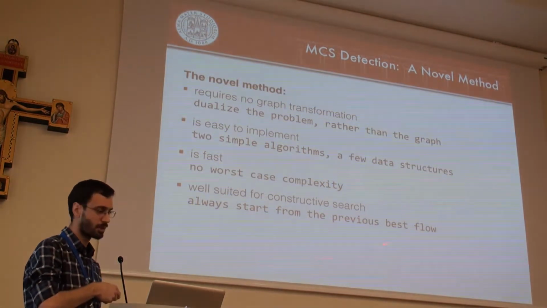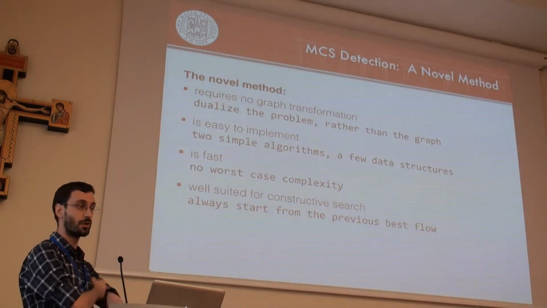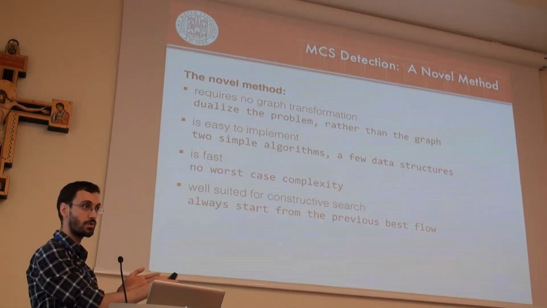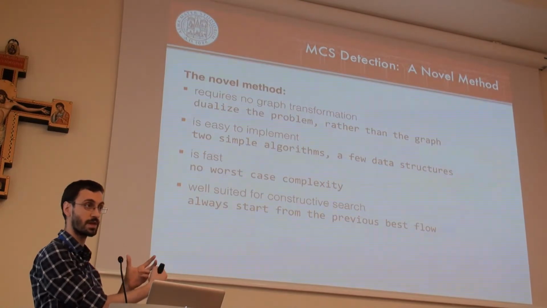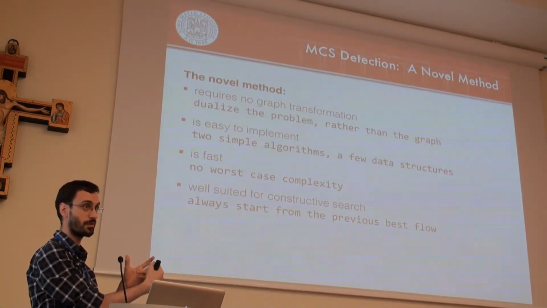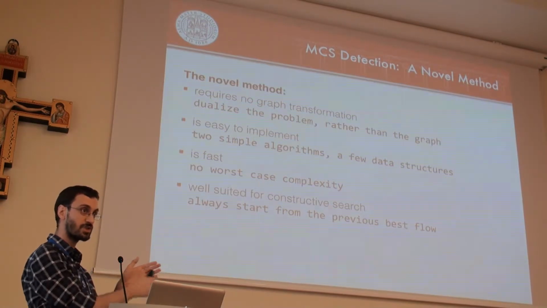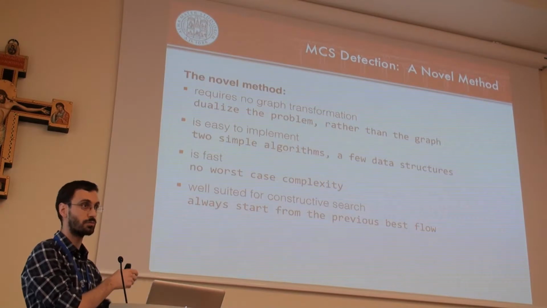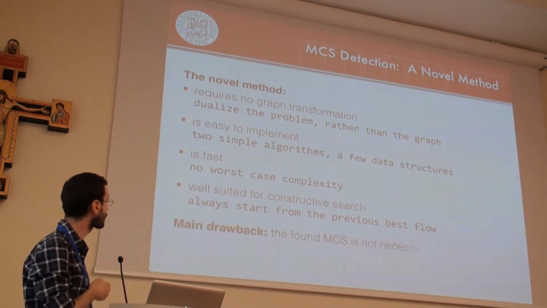Finally, and this is very important, this kind of approach is very well suited for constructive search. If you are building a schedule by resolving one conflict at a time, when you solve the next conflict, you will always have the optimal flow from the previous step. The optimal flow from the previous step will be very close to the optimal flow in the current step. So we just need a couple, 1, 2 augmenting paths in order to merge together. This makes the computation very, very fast in practice.